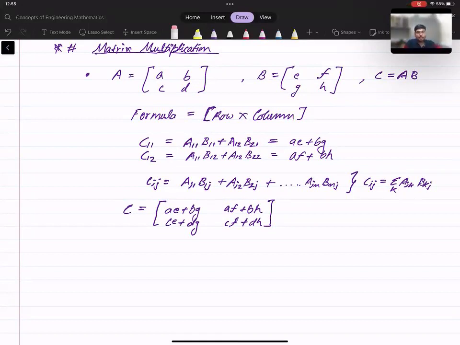Also, one more important thing to note here is that the product of two matrices A and B is possible only if their internal dimensions match, which means that the number of columns of A should be equal to the number of rows of the matrix B. Only then their multiplication will be possible.